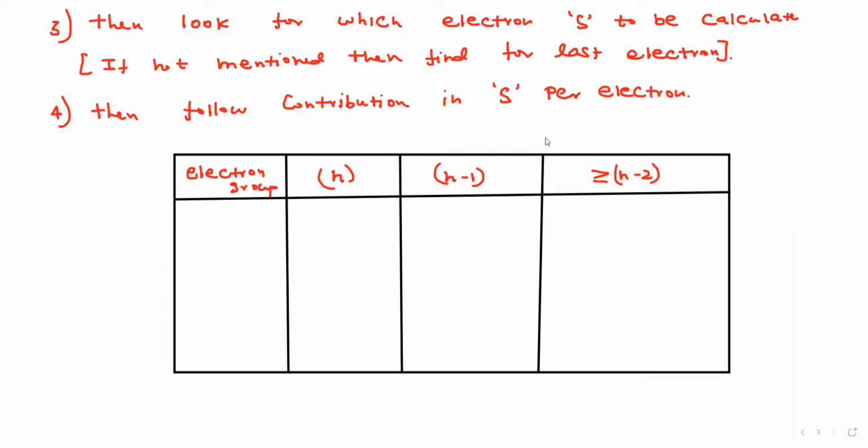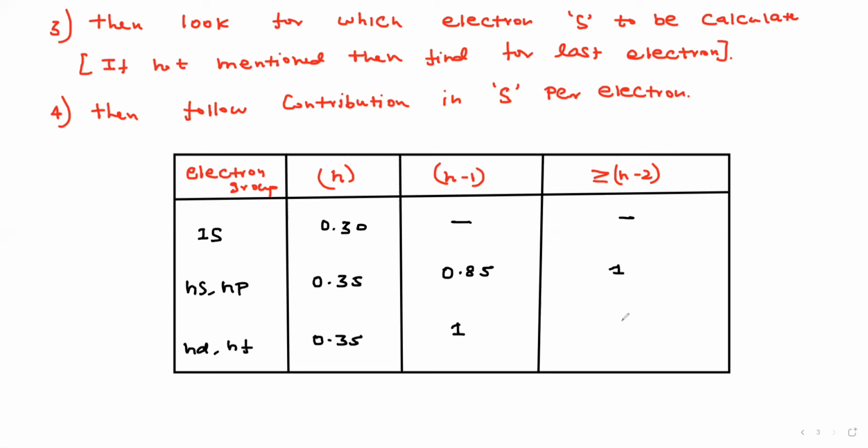Now see, for the electrons in the same group, first one: for 1s electrons, the n value is 0.30. There is no n minus 1 or n minus 2. Next, for the ns np group, the n value is 0.35, n minus 1 value is 0.85, n minus 2 and n minus 3 is 1. You got the point. For the nd nf group, the n value is 0.35, n minus 1 is 1, n minus 2 and n minus 3 is 1.